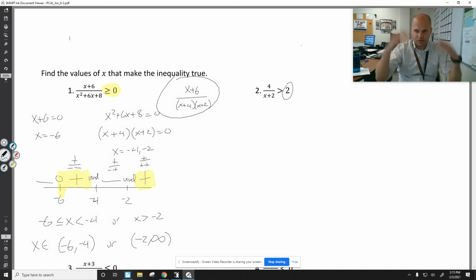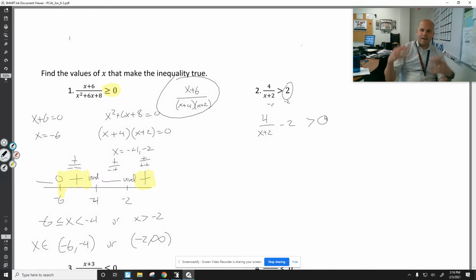We like zeros, positive, negative things. So what I would recommend doing, and we did this with polynomials, is move everything to one side. And when I subtract 2 from both sides, I get 0 left over on that side. And now we solve this set equal to 0. But how do I solve this set equal to 0?